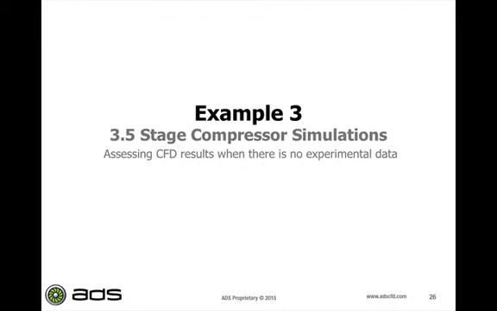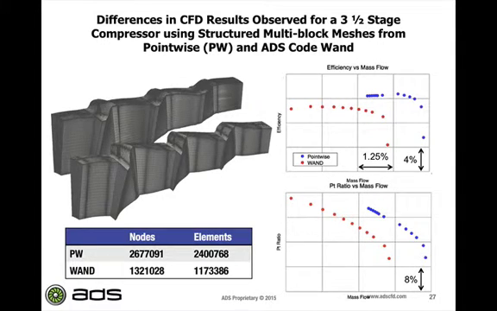In this case, we had a 3.5 stage compressor geometry given to us with a pre-existing mesh. This user had used Pointwise to generate a very nice, very dense, multi-block structured mesh for this 3.5 stage compressor. We also took the geometry for the compressor, used our code wand to generate another mesh, and we ran both of them.